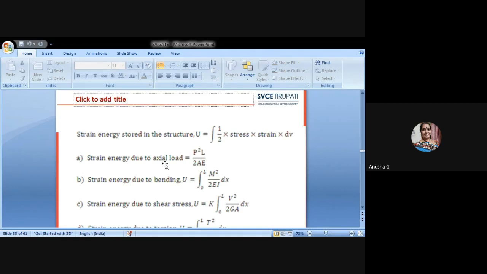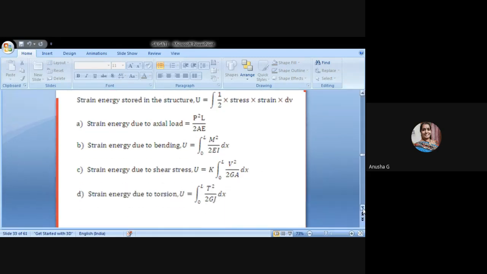Here they will give the load and the area, and sometimes they will give E, Young's modulus; otherwise you have to take directly 2 into 10 power 5 Newton per mm square. You can calculate the strain energy due to axial load, and then the strain energy due to bending. Our equation is U equals integral 0 to L of M squared by 2EI dx. Another one is the strain energy due to shear. The strain energy due to shear stress is U equals K into integral 0 to L of V squared by 2GA dx. That is one of the methods.